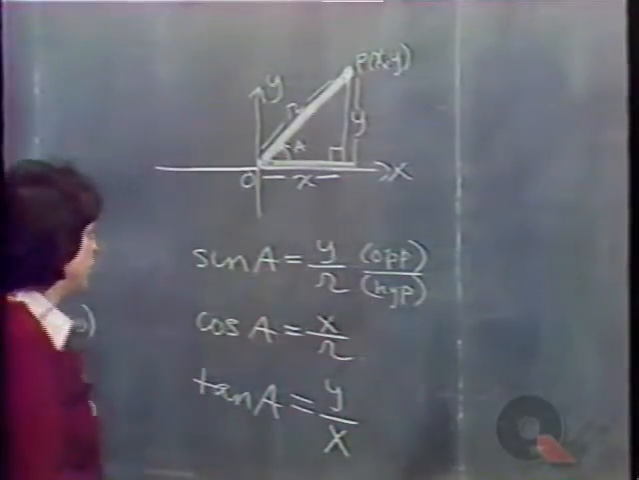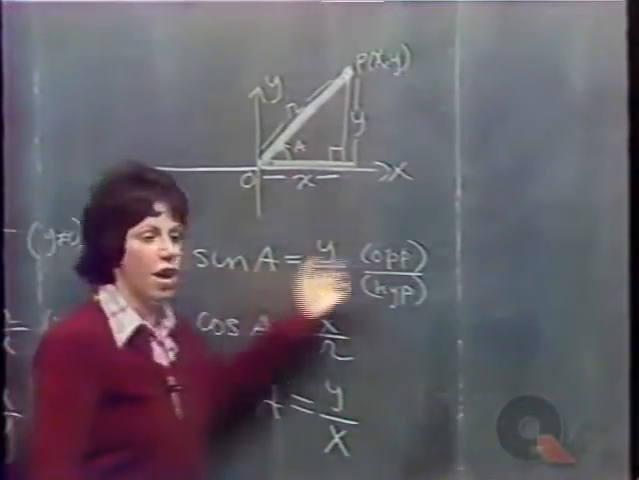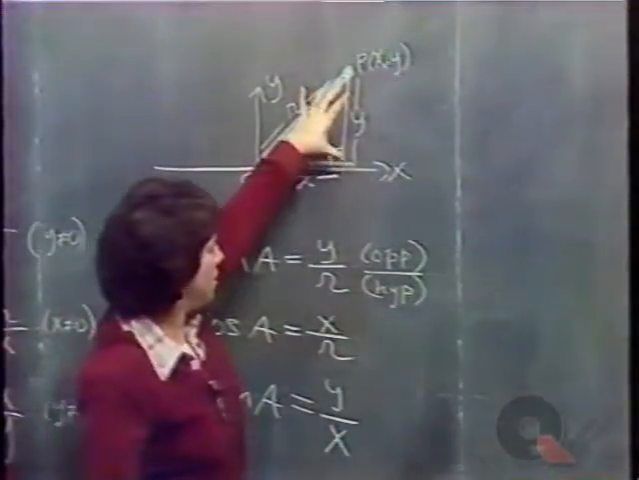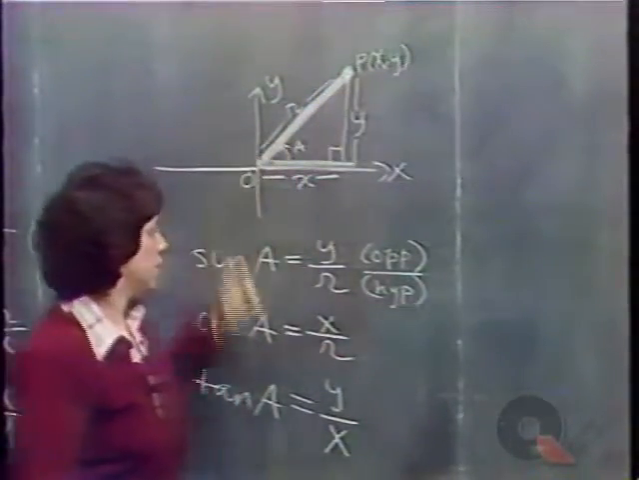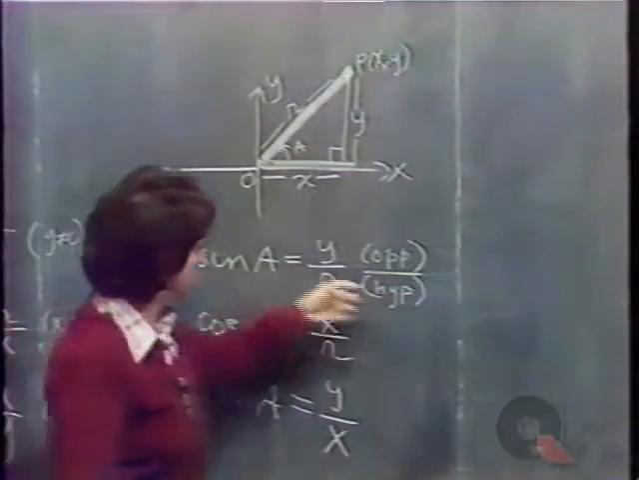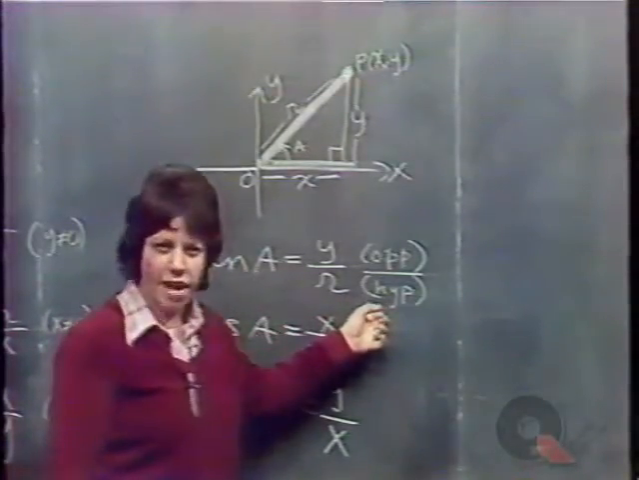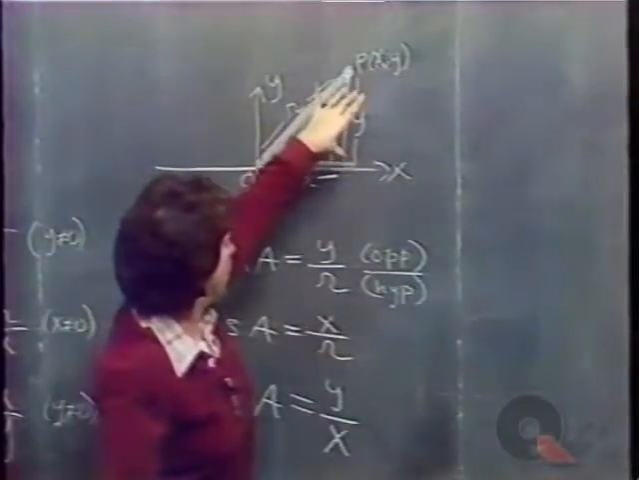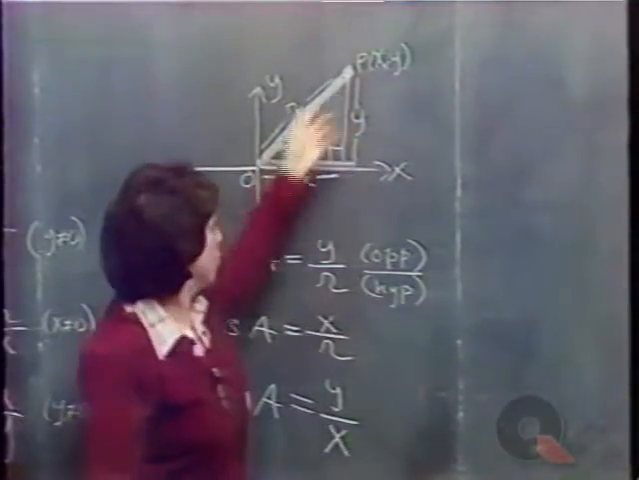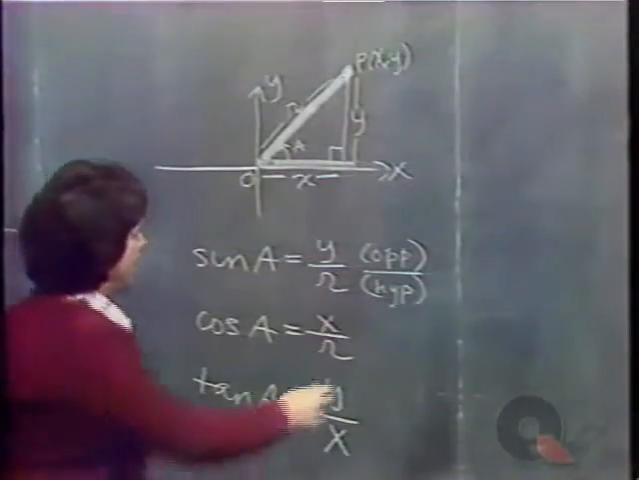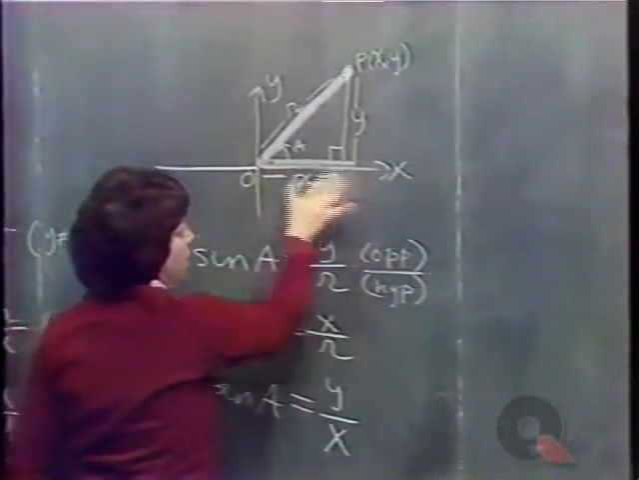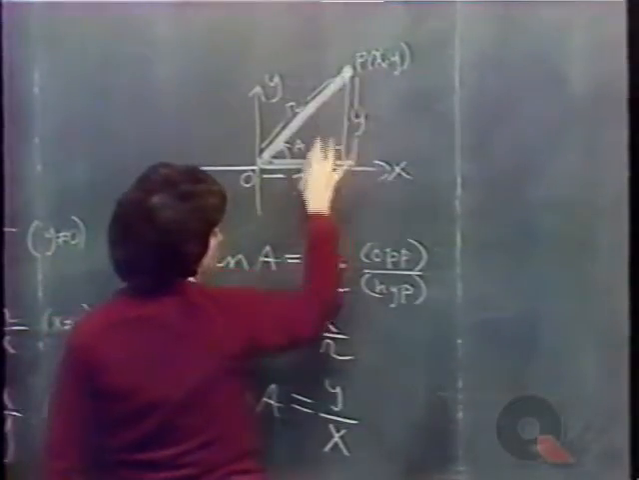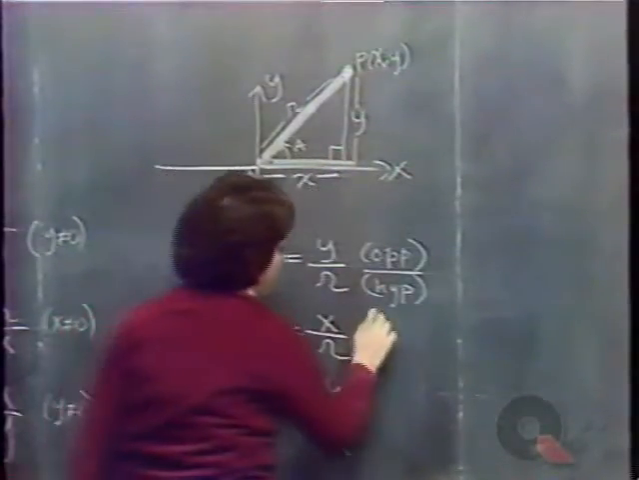Those of you who studied trig earlier probably remember that sine is opposite over hypotenuse. The sine of an angle is the length of the side opposite the angle over the length of the hypotenuse. This is, of course, consistent with that. If the angle is in the first quadrant, y over r represents the length of the side opposite the angle over the length of the hypotenuse. Similarly, x is the side adjacent to angle A. Y is opposite angle A. X is adjacent to angle A.